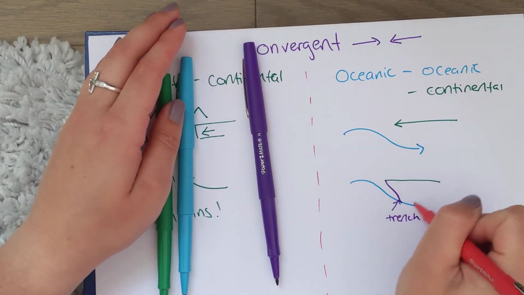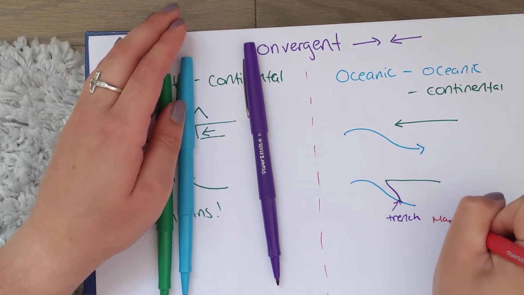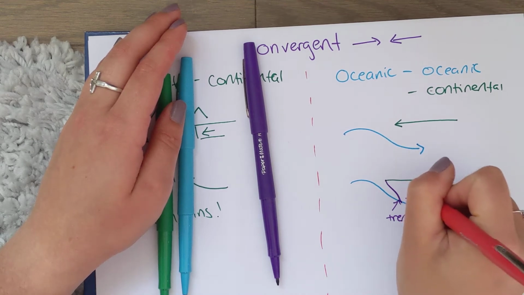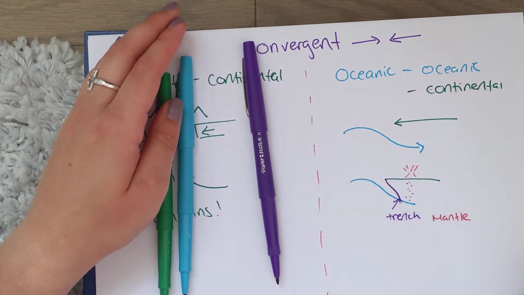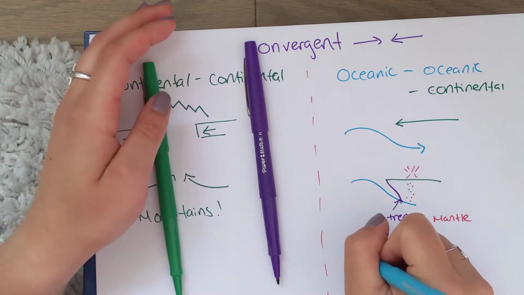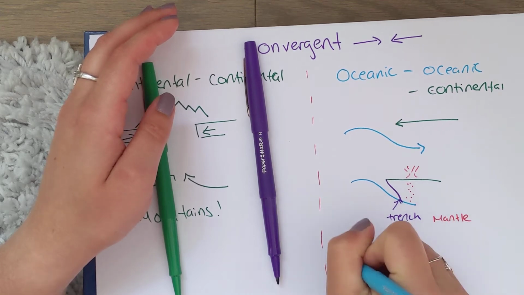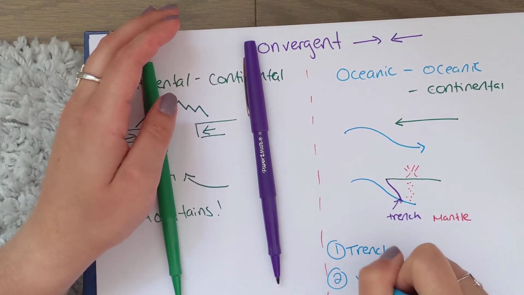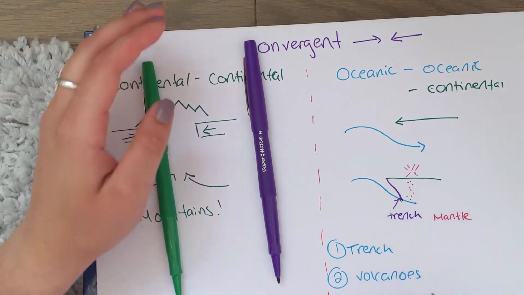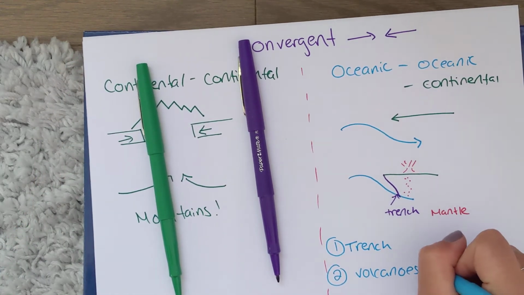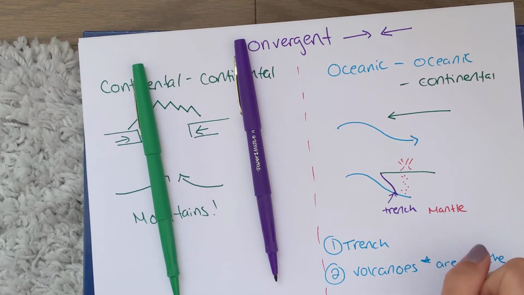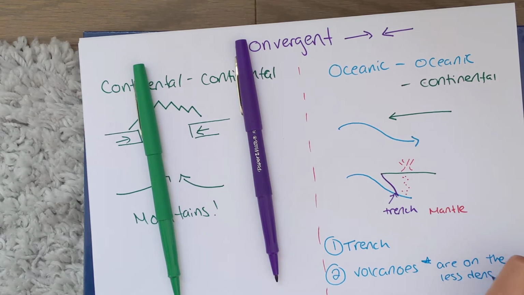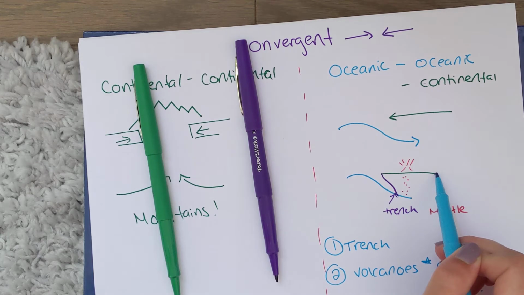Then my plate here is in the mantle, so it's going to start to melt, and it's going to come up to the top, and it's going to form volcanoes. So the two big things I get here are a trench and I get volcanoes. What's interesting about these volcanoes is that they are on the less dense plate. Here, the continental plate is less dense.